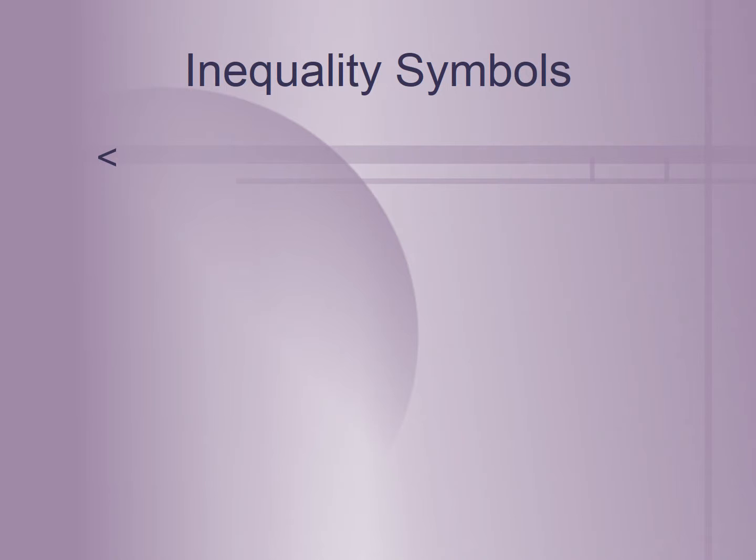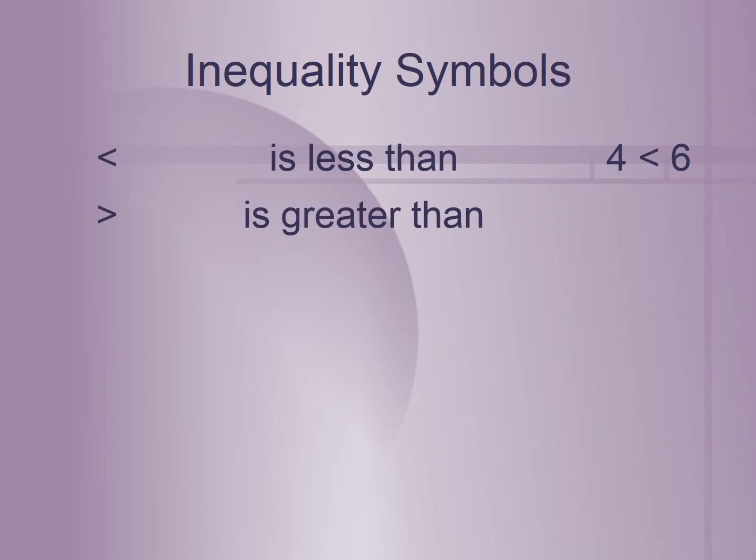In order to remember what symbols mean what, just remember that we read left to right. We've seen this symbol before. The alligator is eating something on the right-hand side. If we're reading left to right, the alligator is eating the thing on the right-hand side that's bigger, so the left-hand side is smaller. So we say this is less than. An example would be 4 is less than 6. For this one, the alligator is eating the left-hand side, so the left is greater than the right. We say it is greater than. So 5 is greater than 3.